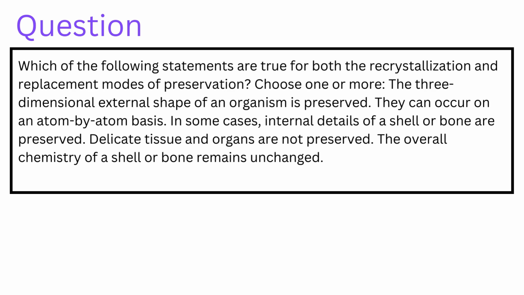Which of the following statements are true for both the recrystallization and replacement modes of preservation? Choose one or more. The three-dimensional external shape of an organism is preserved. They can occur on atom-by-atom basis. In some cases, internal details of a shell or bone are preserved. Delicate tissue and organs are not preserved. The overall chemistry of a shell or bone remains unchanged.